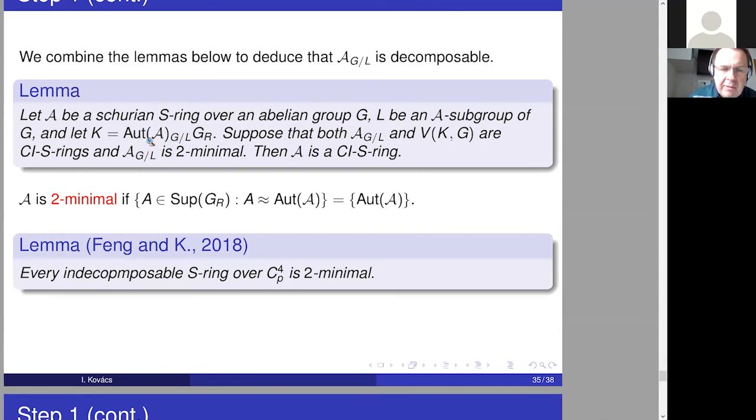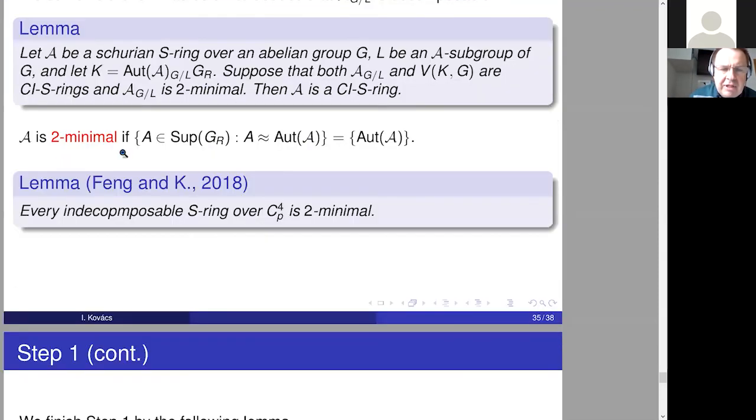It's a normal subgroup, and you multiply it with just a group of right multiplications. And if you manage to prove that both these S-rings are CI S-rings, plus this S-ring is Schur-minimal, then A is a CI S-ring. And minimality means that this is a Schurian S-ring, so it's induced by some group.